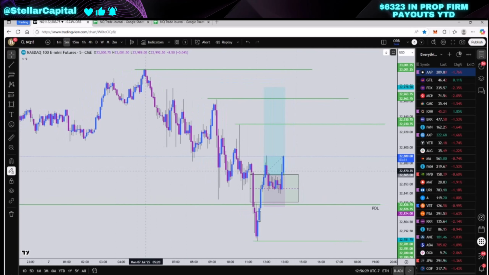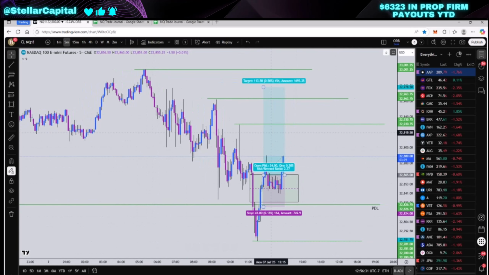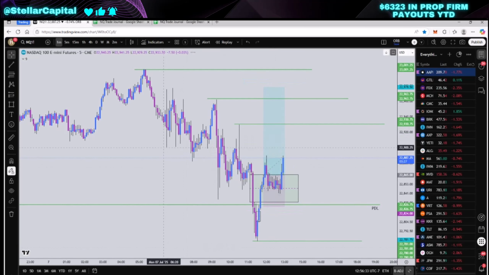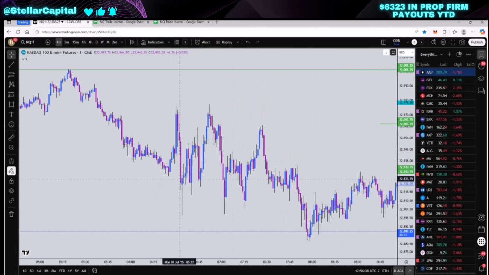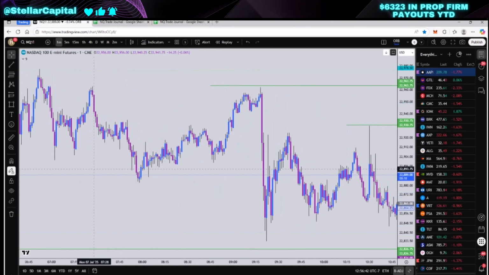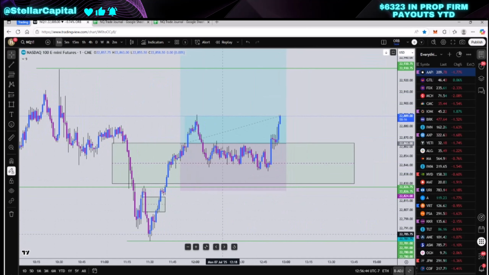It was me showing the difference between the displacement in this trade versus the non-displacement in the first trade we took this morning. No displacement through here. That's why this is up. And then I just wanted to see how it played out.